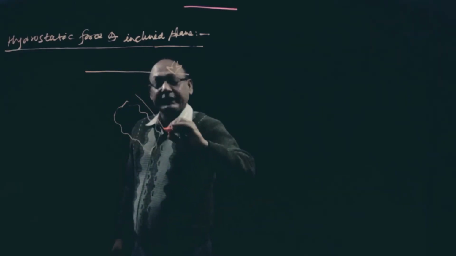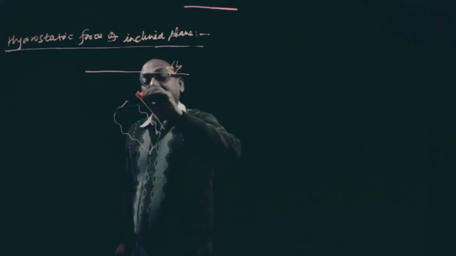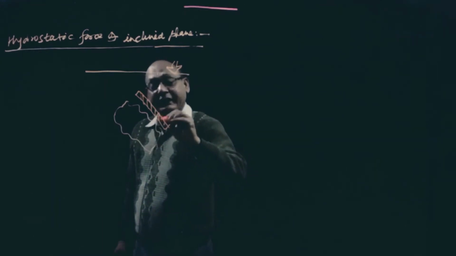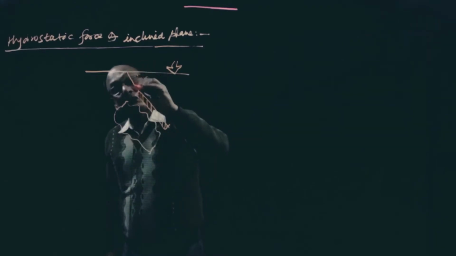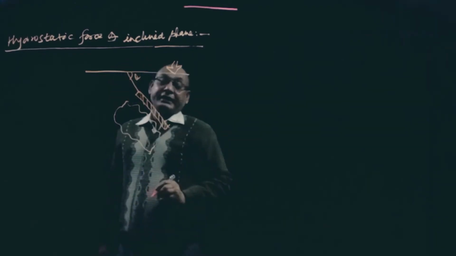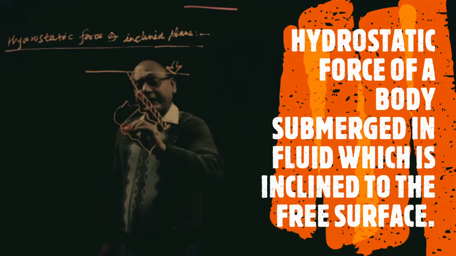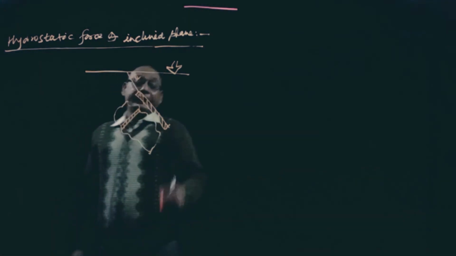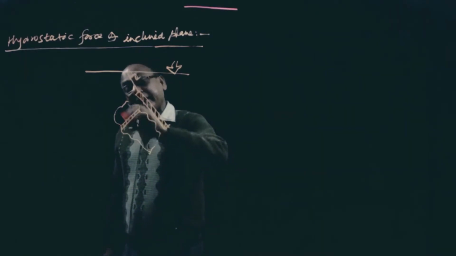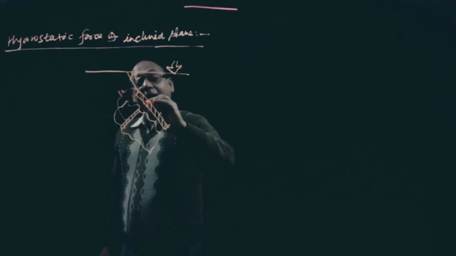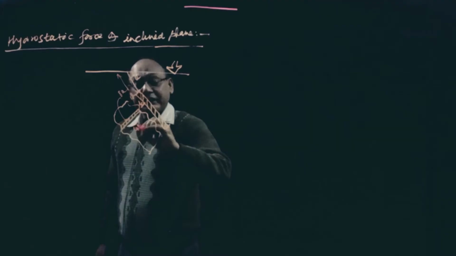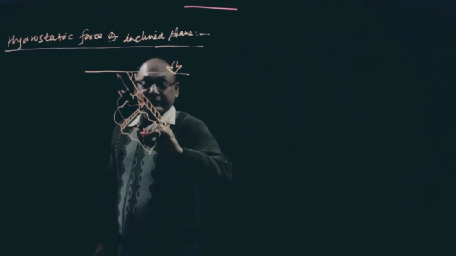is making an angle theta to the free surface. So this is the angle theta, and this is the elemental area. Here I am not going to derive it, I am going to give you the final equations. Now at this point this is delta A, and this is the length. Actually this is G, the center of gravity, and this is the center of pressure.